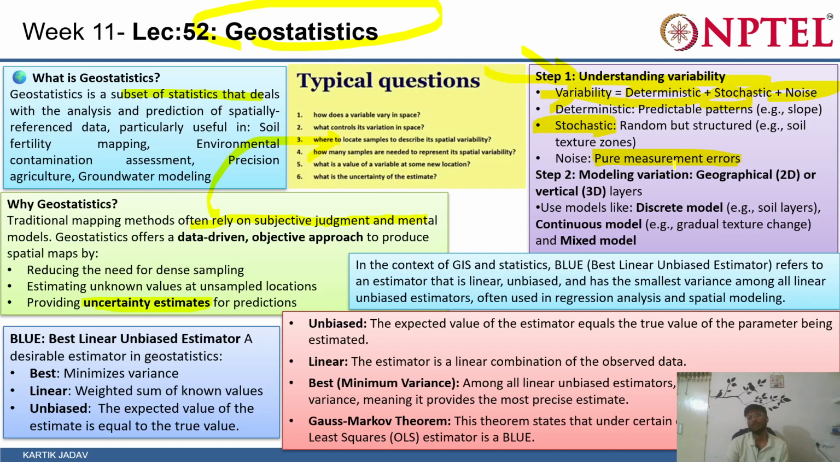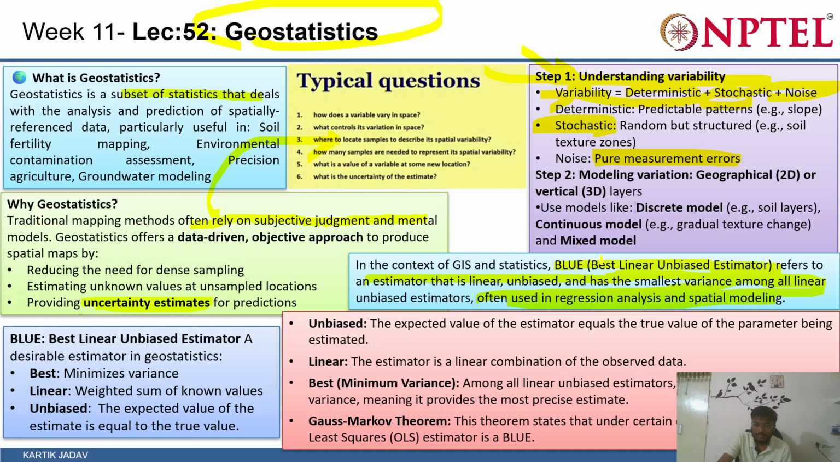And in step 2, what we are doing is modeling variation. So geographical 2D or vertical 3D layers use models like discrete model, continuous model, and mixed model. So in the context of GIS and statistics, BLUE, the best linear unbiased estimator, refers to the estimator that is linear, unbiased, and has the smallest variance among all linear unbiased estimators. And it is often used in regression analysis and spatial modeling.